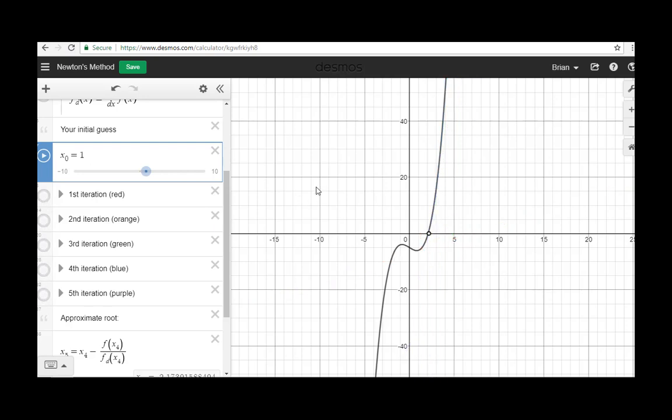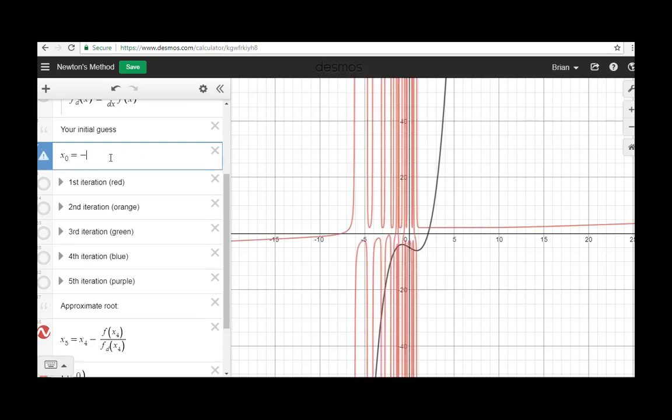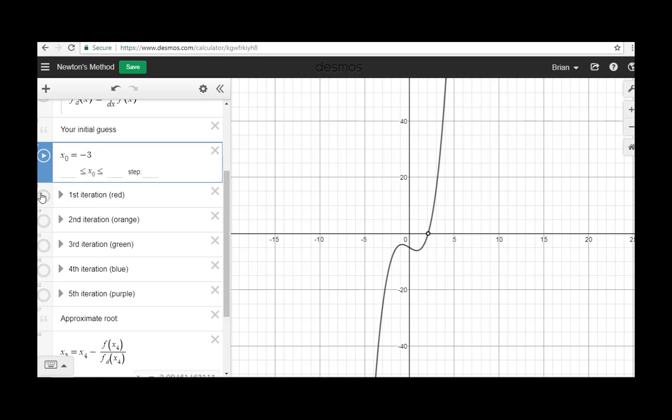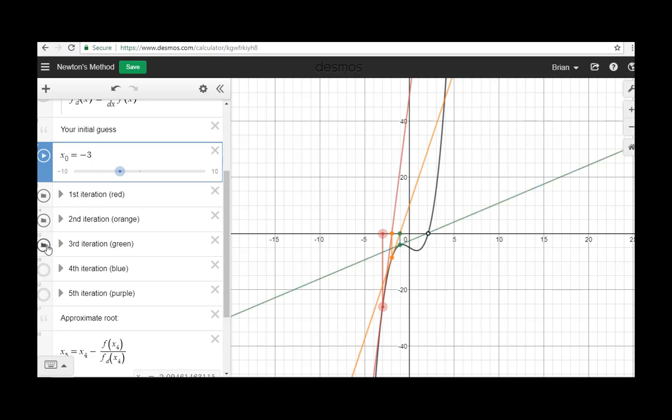What if I did something crazy like pick x equals, what would this be, -3? Let's pick x equals -3 and see what happens here. So there's my first tangent. X equals -3, it comes down and shoots up to the graph. There's my next tangent, my next tangent, my next tangent, and we end up getting pretty close.